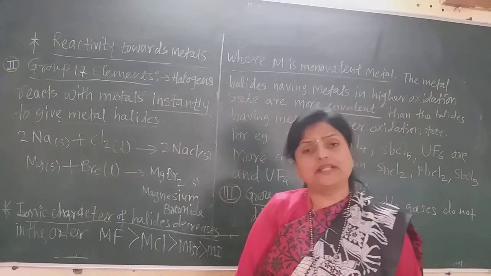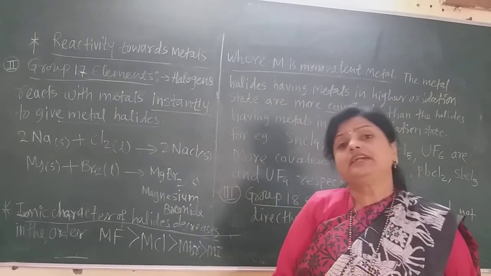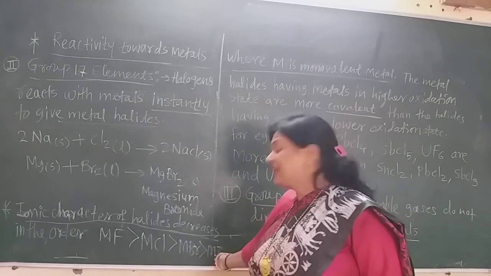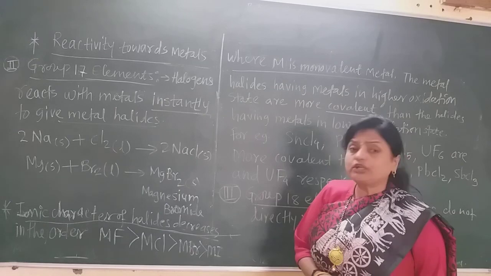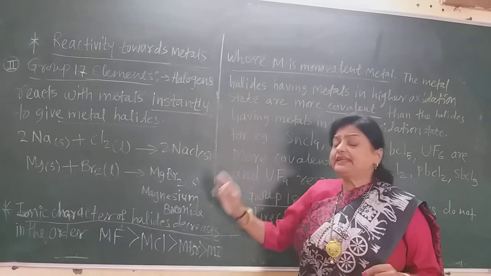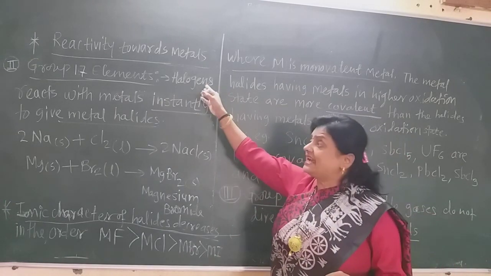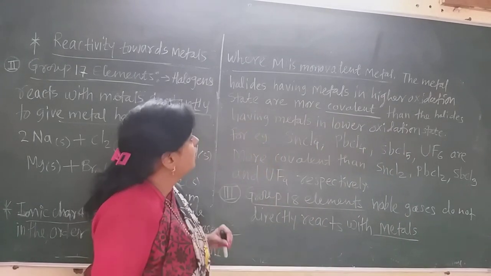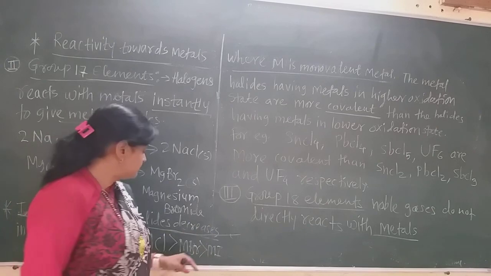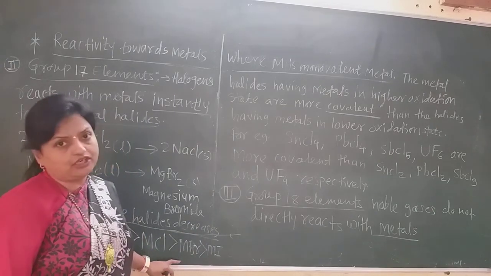Reactions are reversible, we know that, and iodine and metal get decomposed readily. So the metal iodides are very unstable compounds. Now this is about metal halides. That means all the halogens react with the metal. Here M is the monovalent metal, we know that.